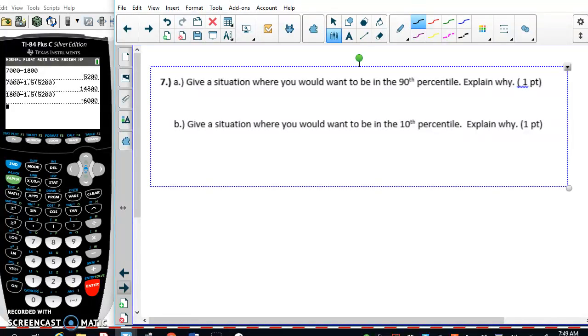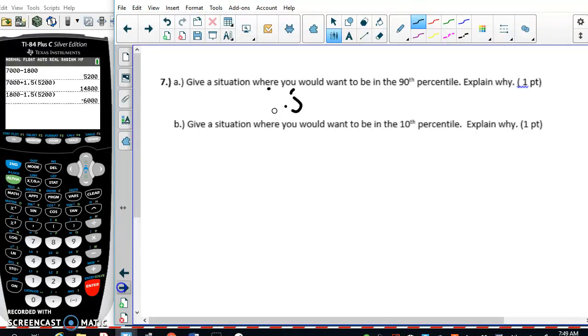Okay, good. Give a situation where you want to be in the 90th percentile. If you're in the 90th percentile, that means you're better than 90% of the people. If you're better than 90% of the people, that's something like you might want to have a high GPA, right? You want your GPA to be in the 90th percentile. A lot of students gave this.